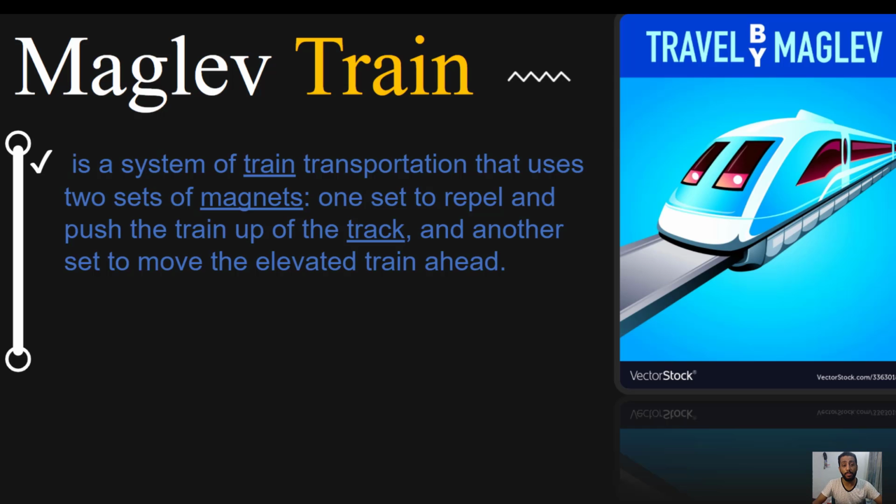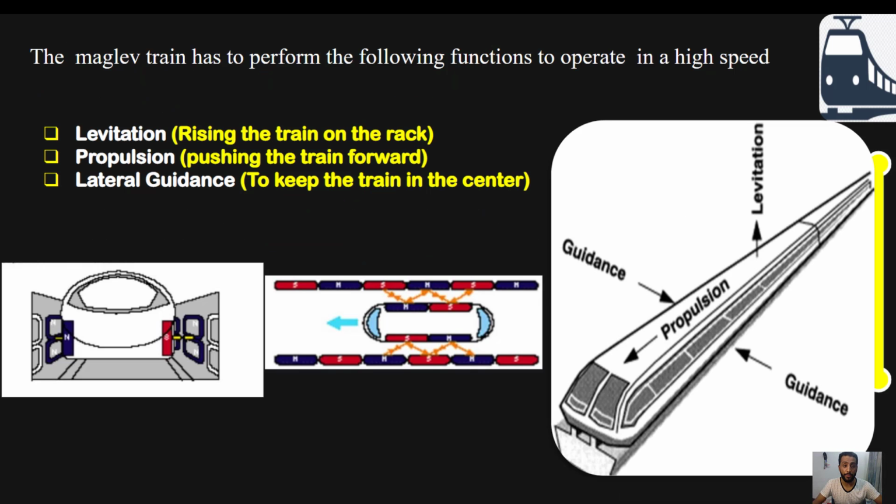What is a maglev train? It is simply a system of train transportation that uses two sets of magnets: one set to repel and push the train up off the track, and the second set used to move the elevated train forward. The maglev train has to go through some functions to operate at high speed. The first is levitation, which is rising the train above the track. Second, propulsion, used to push the train forward. And last is lateral guidance, to keep the train in the center. These are some pictures to illustrate that point.